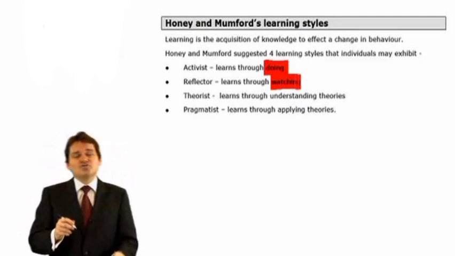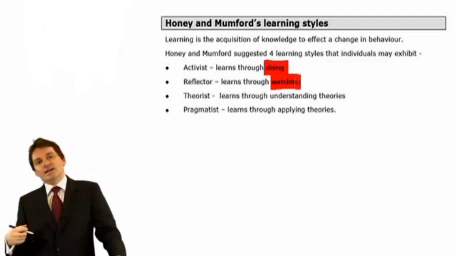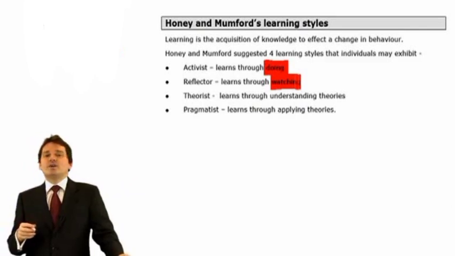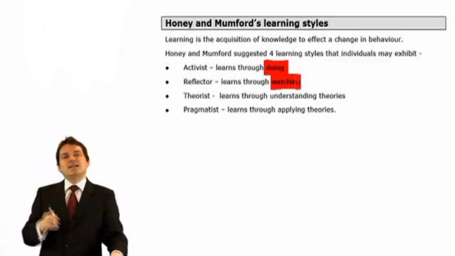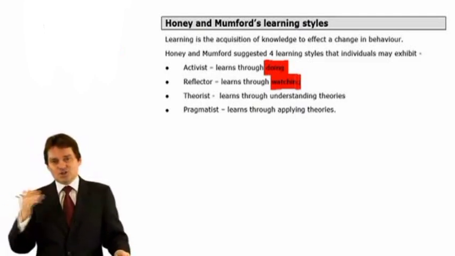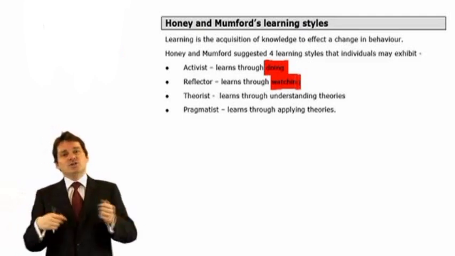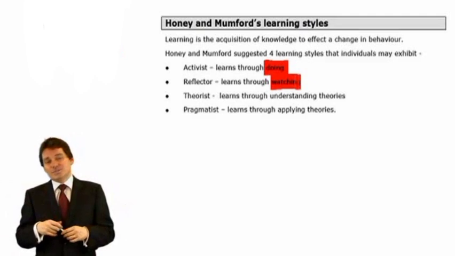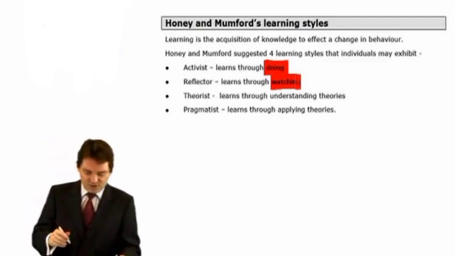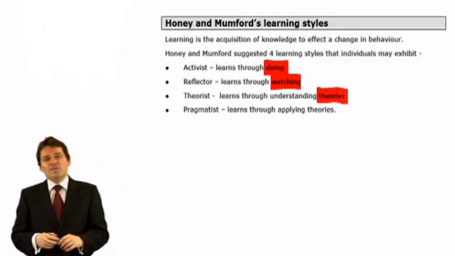Reflectors would much rather watch somebody else and then copy things later on. So, for example, a reflector would be the kind of person who would sit in the passenger seat of a car and watch an experienced driver actually do something, and then they would try and replicate it themselves. So we have reflectors.